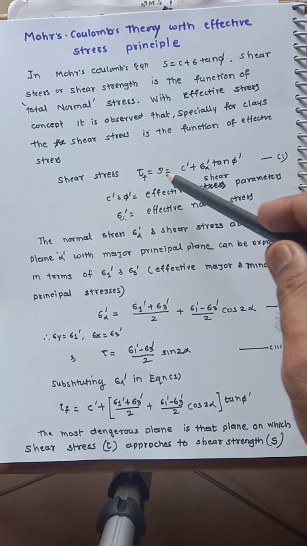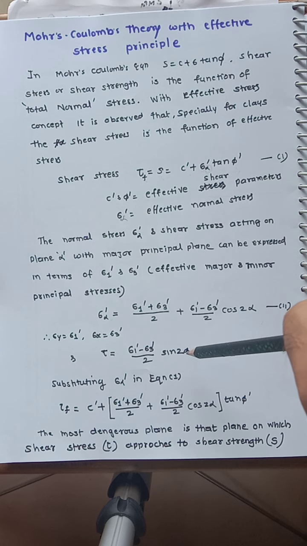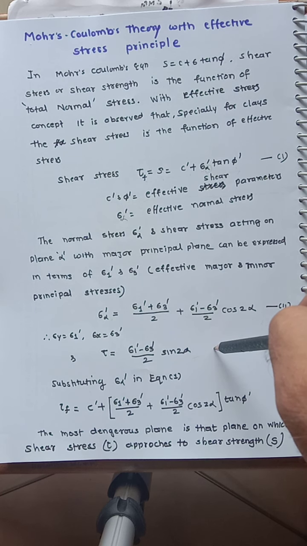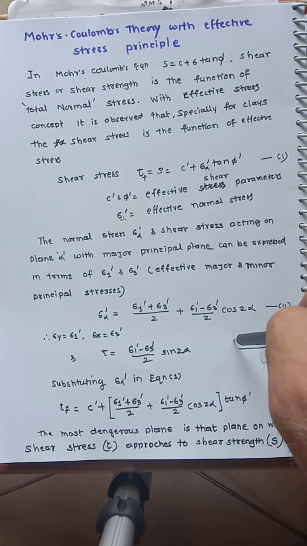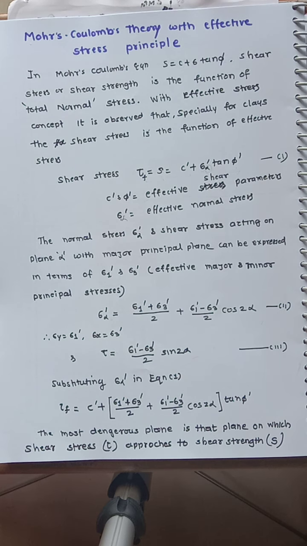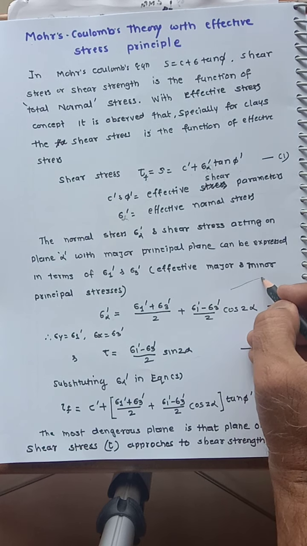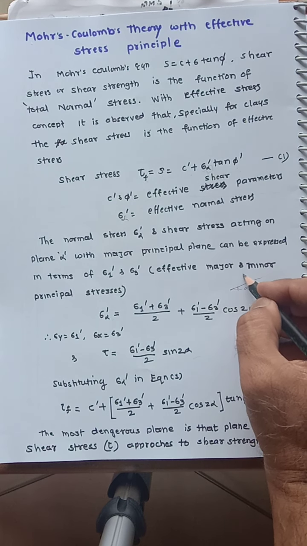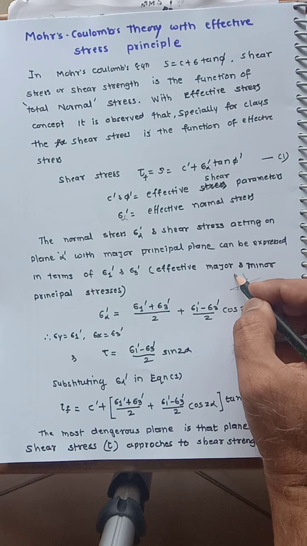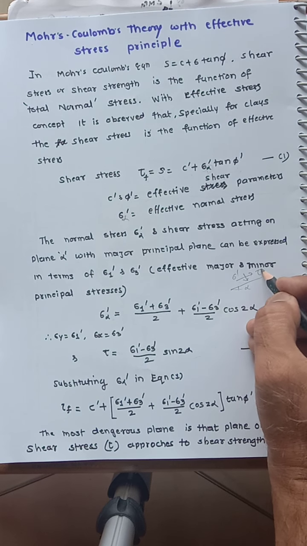Now this is our strength equation, and these are the stresses, that is, normal stress and tau on the failure plane alpha. Okay, for example, this is the failure plane alpha, and this is the normal stress, and this is the shear stress.